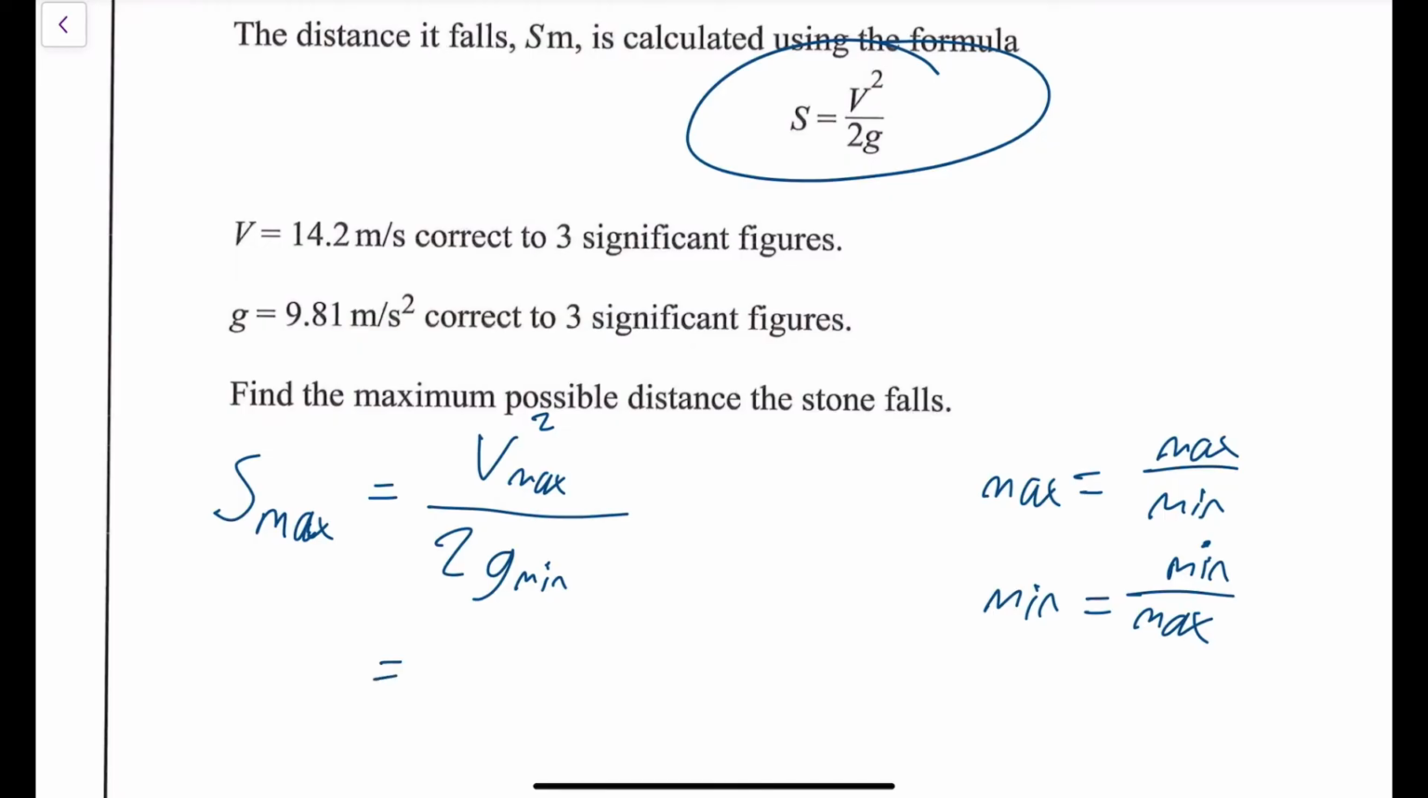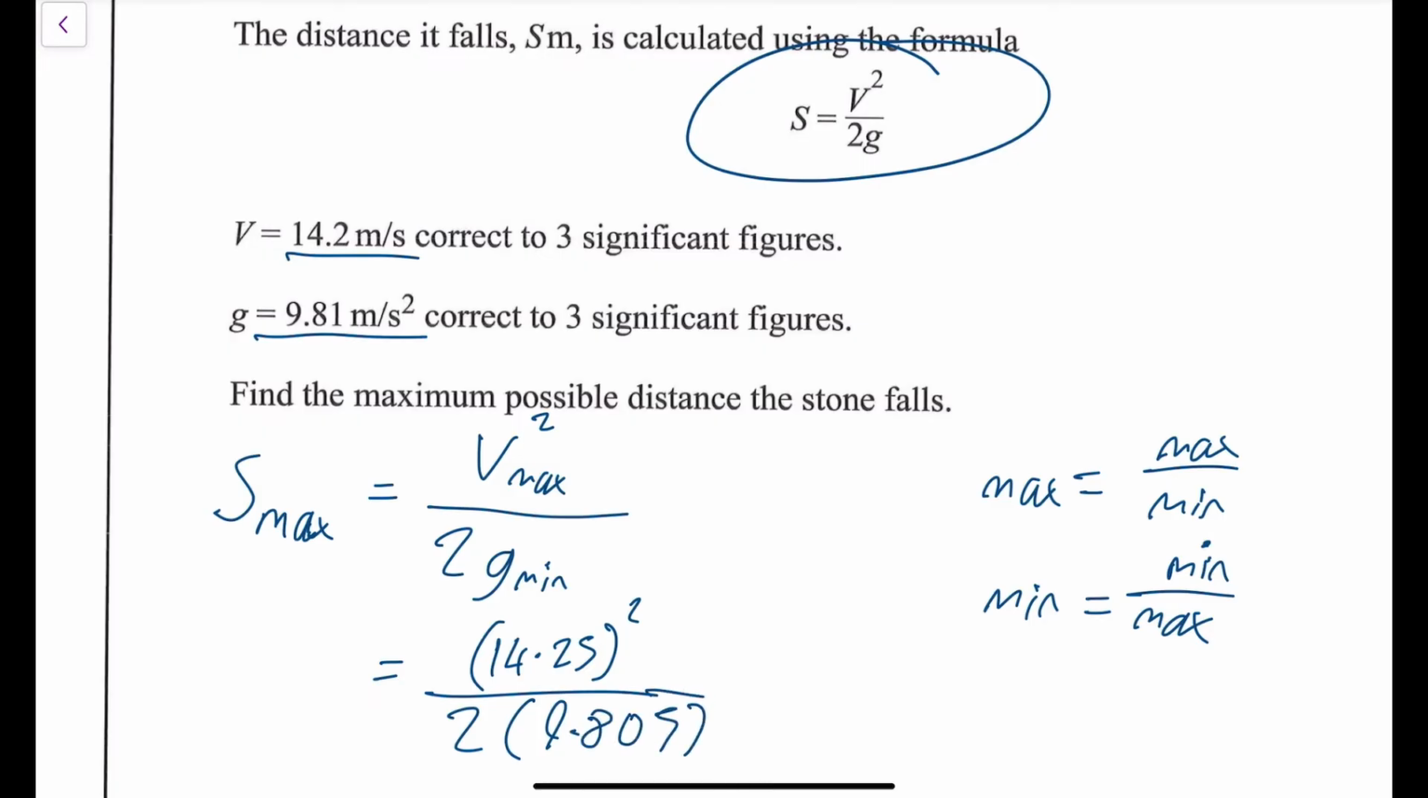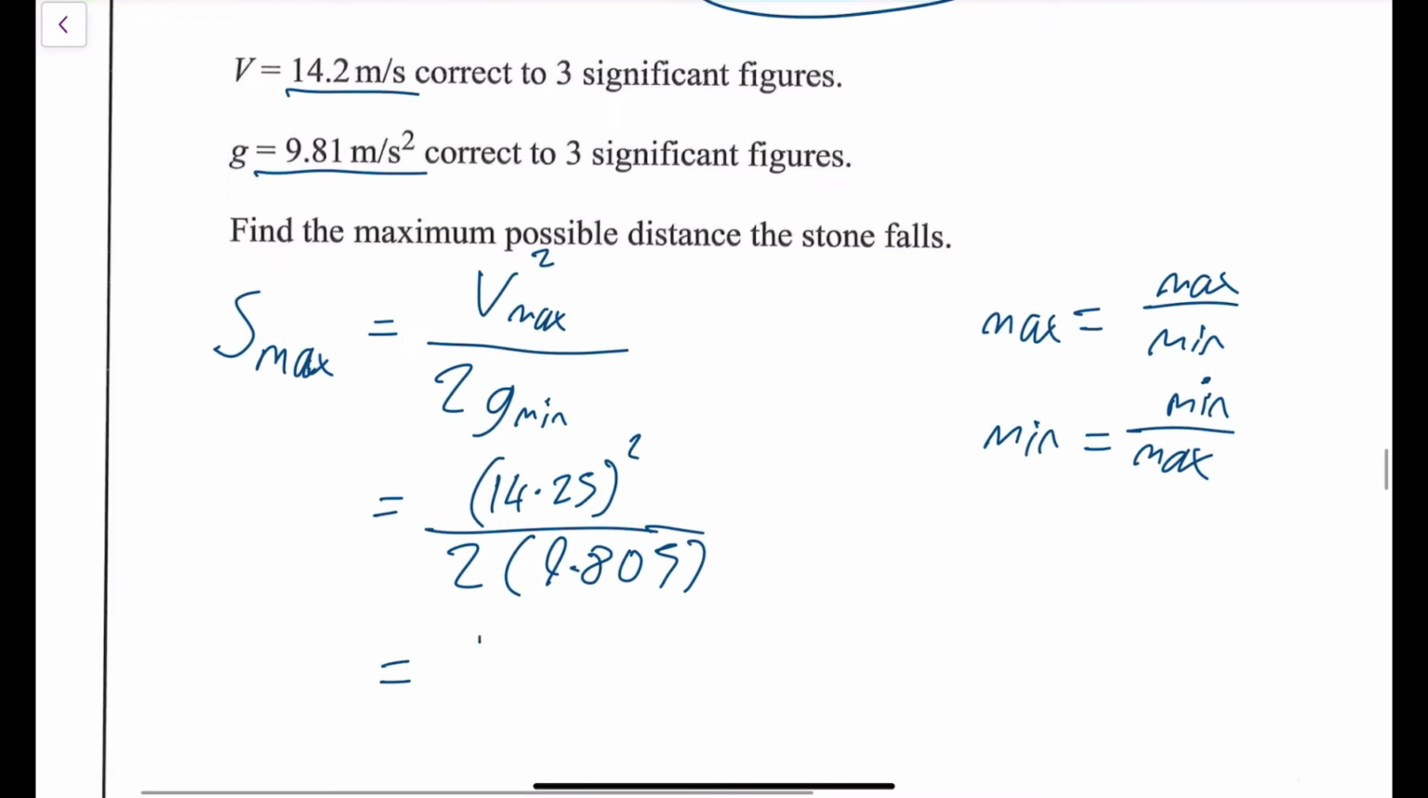So you have got, top line is 14.2, but that was correct to 3 sig figs. So the upper bound of that would be 14.25. And then it's getting squared. Your bottom line, you've got the 2. And your g has to be minimum. So it was 9.81 correct to 3 sig figs, so it would be 9.805 is what it's going to be. And then if you fire that in, it's going to be 10.355.